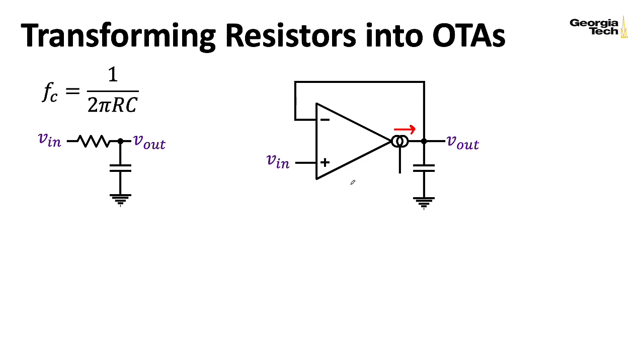of those voltages. We characterize resistors in terms of their resistance, but we could also characterize resistors in terms of their conductance, 1 over their resistance. And, well, we already characterize OTAs in terms of gm, their transconductance.